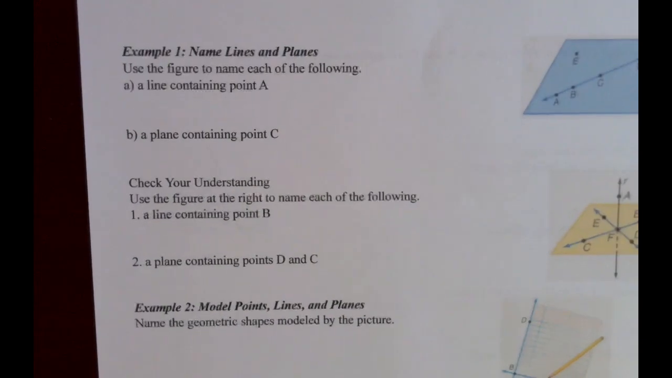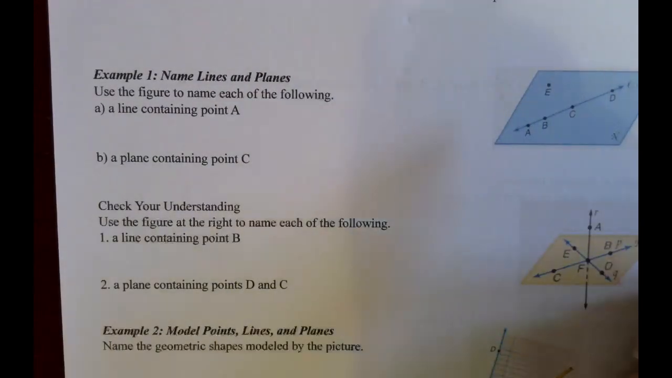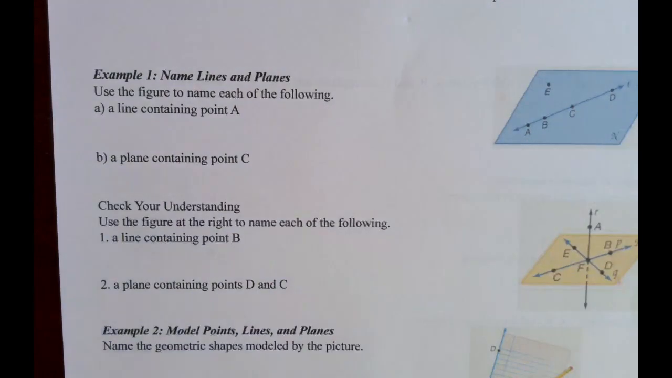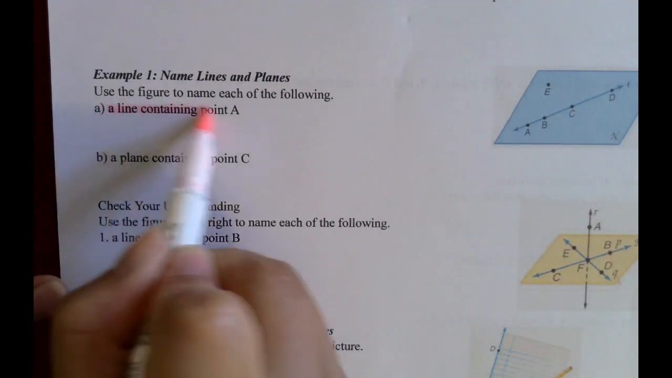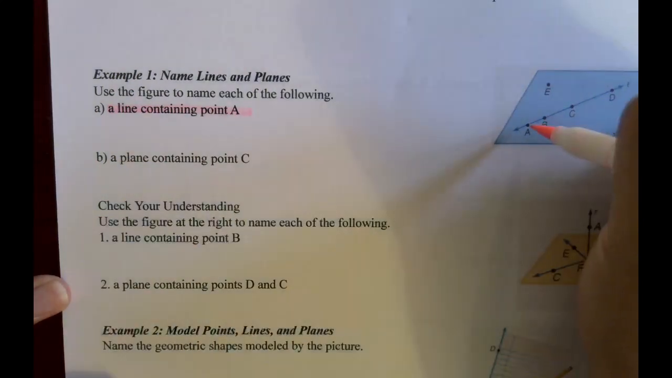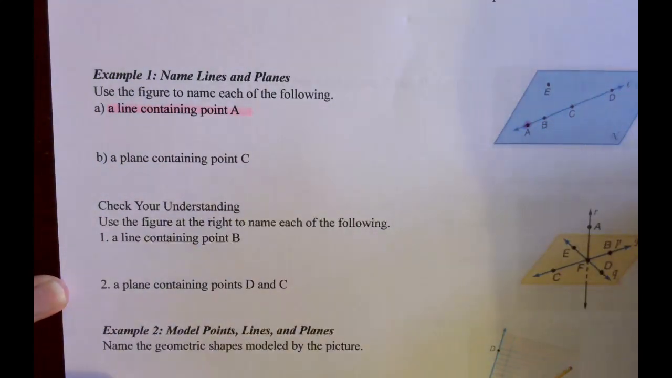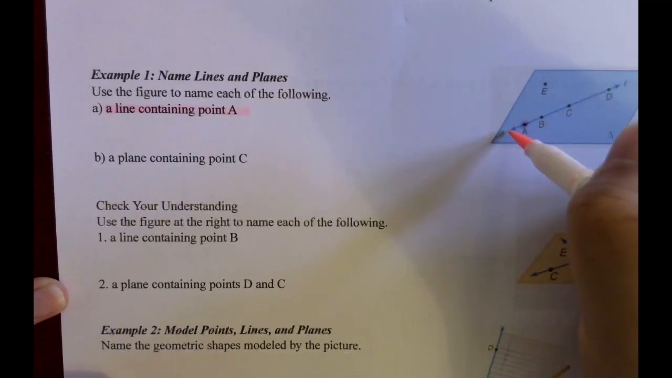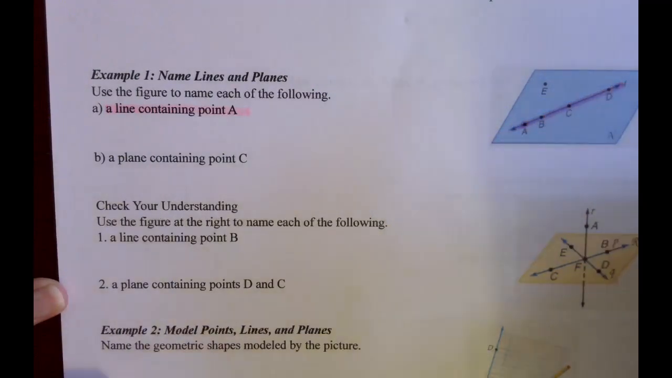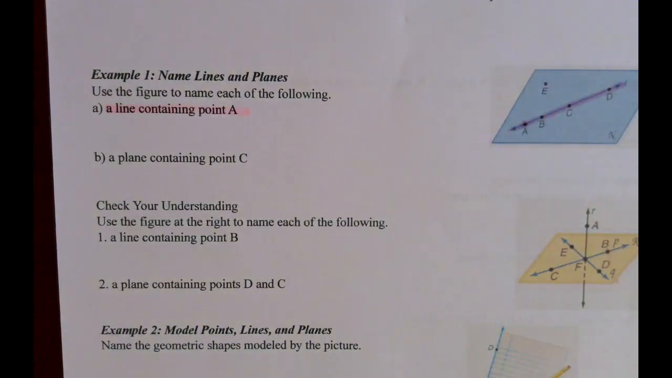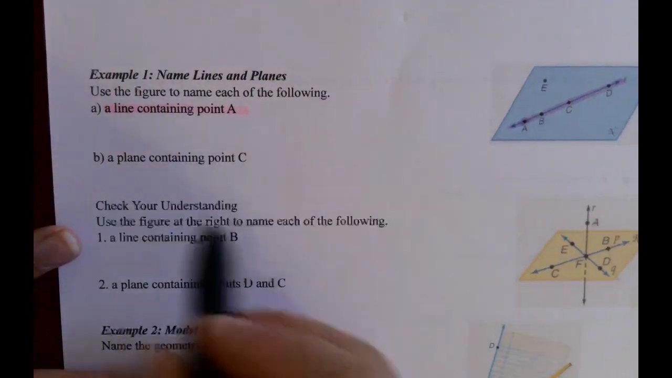So example 1 here asks us to use this figure to name each of the following. The first one says a line containing point A. Here is point A, and a line containing it is right here. This line contains or has point A. There's several ways to write it.